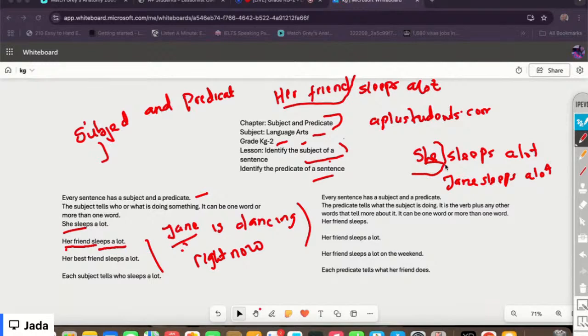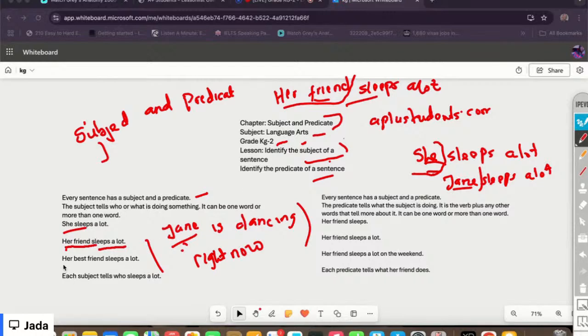Here we just have she. That's one word. And we also have Jane, that's one word. So in this particular sentence, we have her friend. So it's telling us that it's not only one word, but two words. So her friend sleeps a lot. And if you ask what is the subject in this sentence, the subject will be her friend.